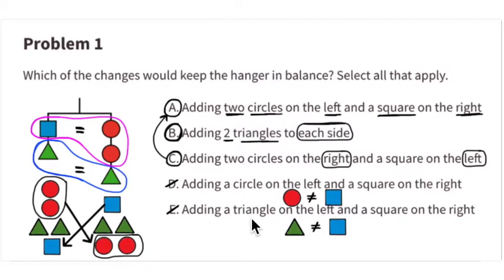And E, adding a triangle on the left and a square on the right. And we said that shapes have different weights. So you cannot add one shape to one side and a different shape to the other side and have the hanger still be balanced. So E does not work as well. So the answers are A, B, and C.